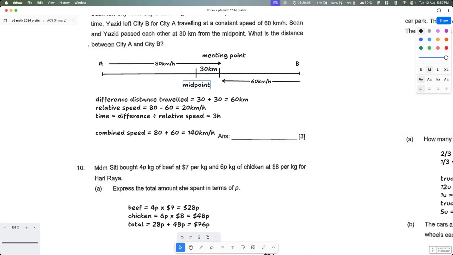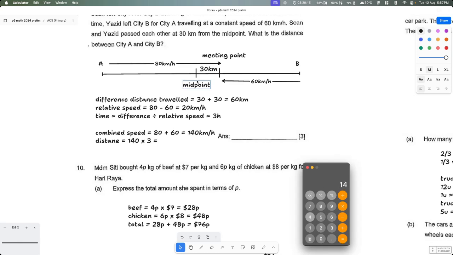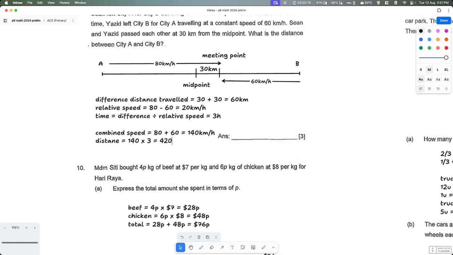Since they have the total time, distance is equal to 140 times 3. If you go to the calculator, 140 multiplied by 3, this will be 420 kilometers. And that's it. So the answer to this is 420 kilometers.